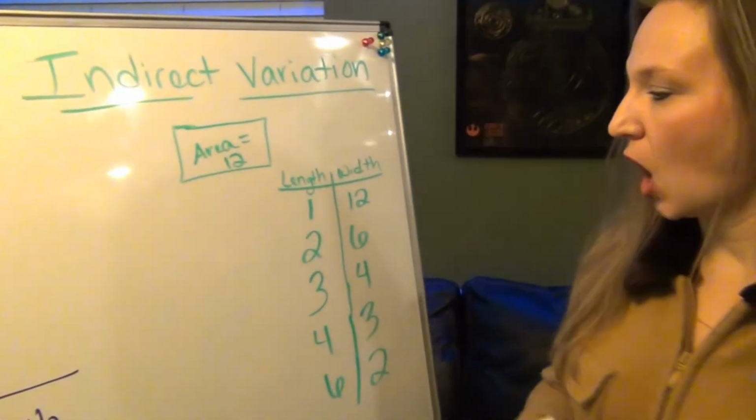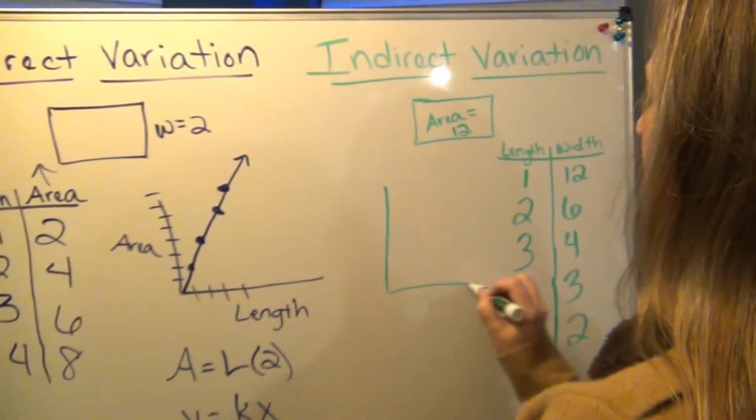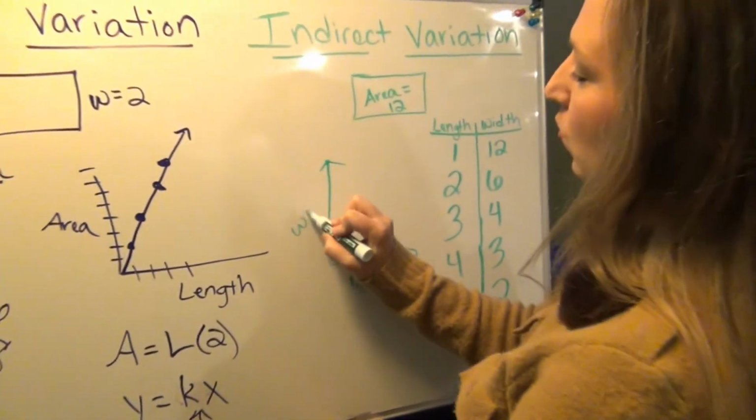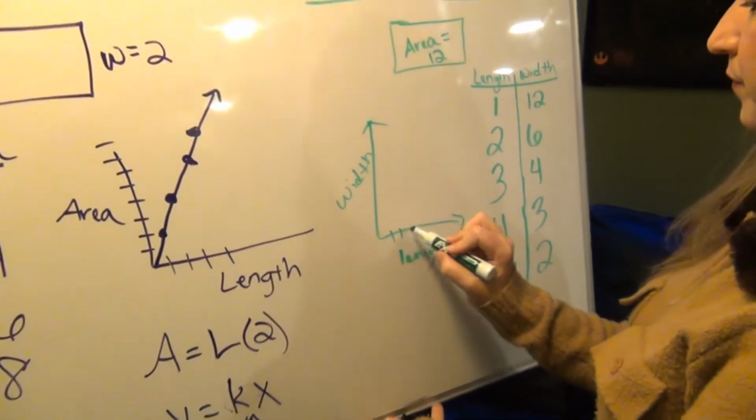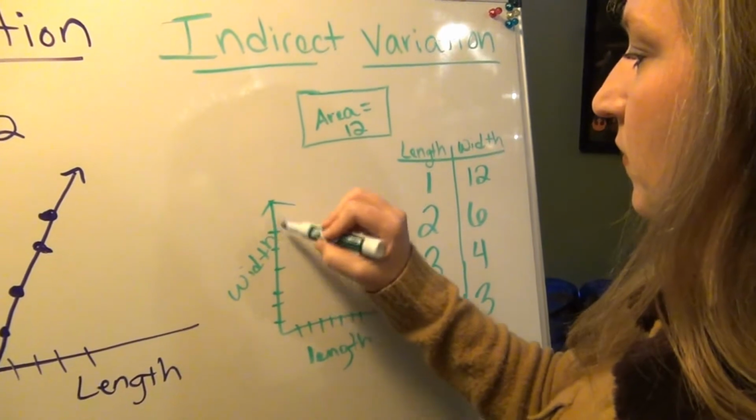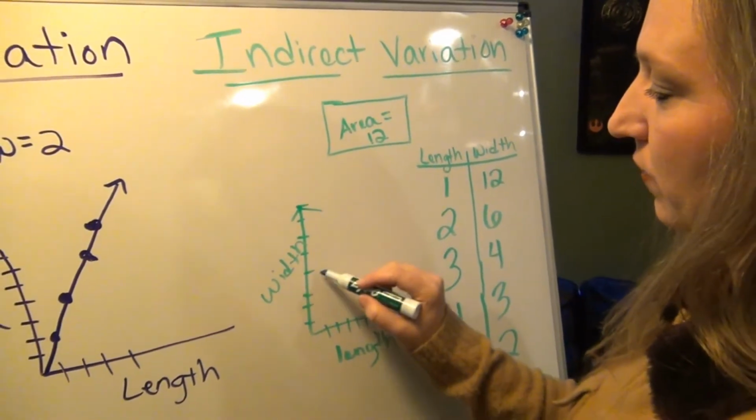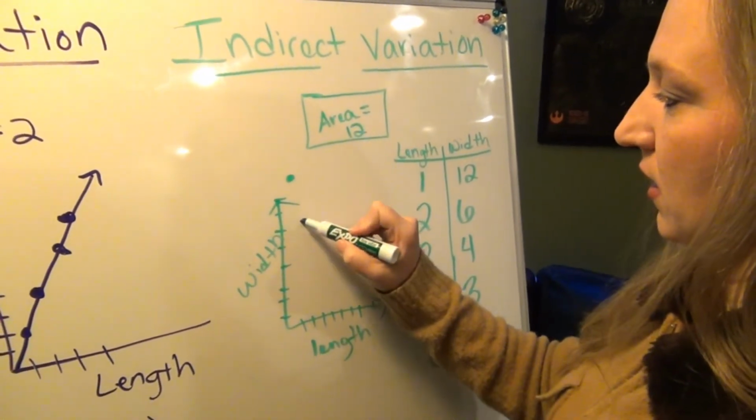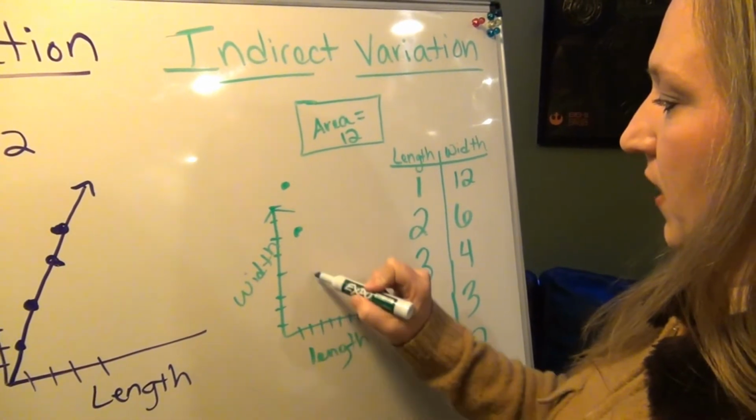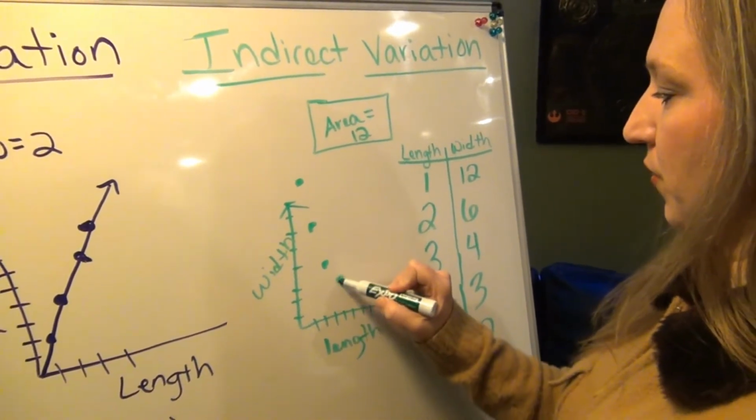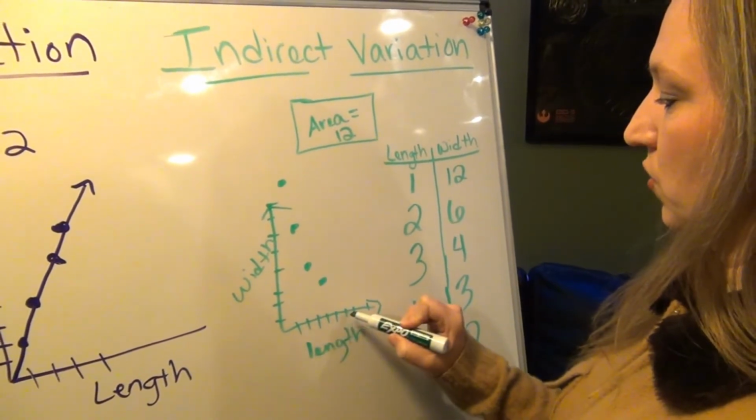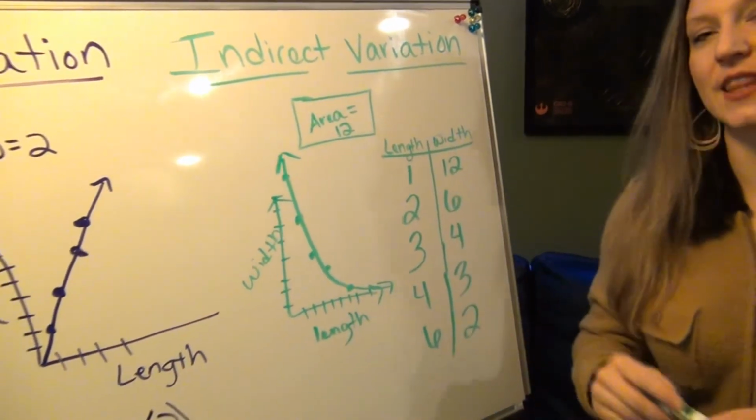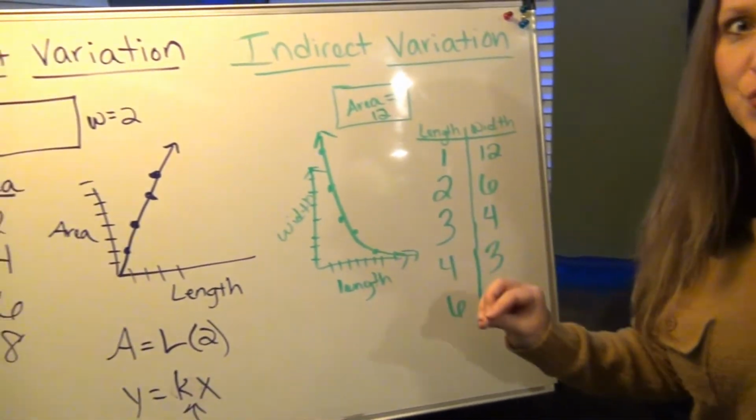You get the idea. Okay, let's look at this graph to see how this one compares. So for this, I have length on my x-axis, and I have width on my y. So 1, 12, 1, 2, 3, 4, 5, 6, 7, 8, 9, 10, somewhere up here. 2, 6, somewhere in there. 3, 4, 4, 3, 6, 2. This graph kind of looks like that, okay? This is called an indirect variation.